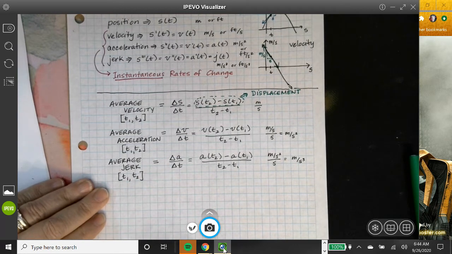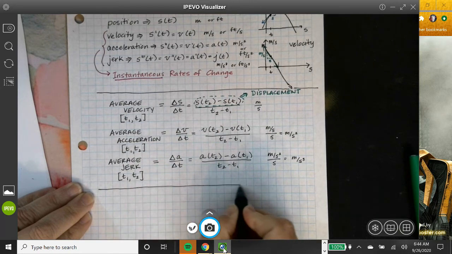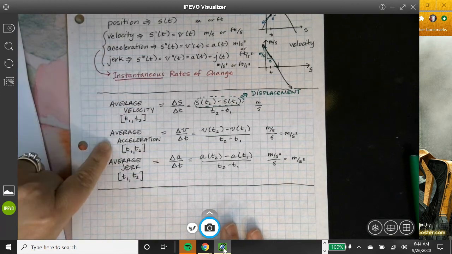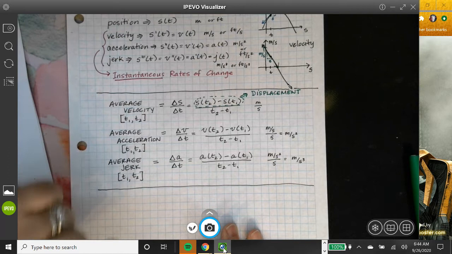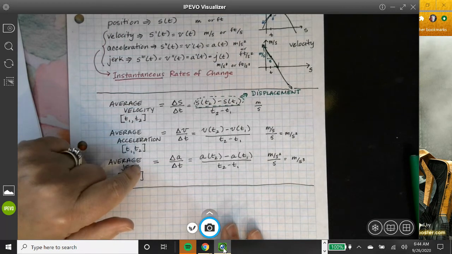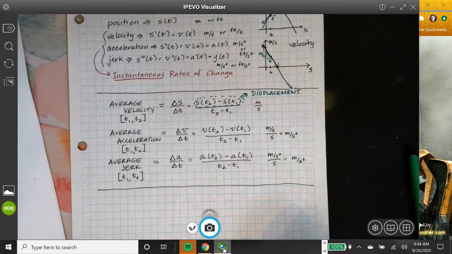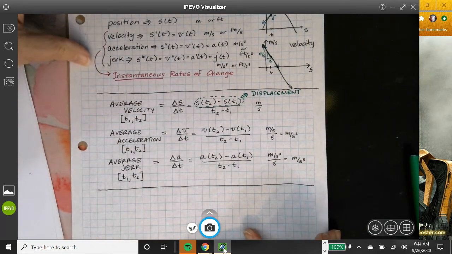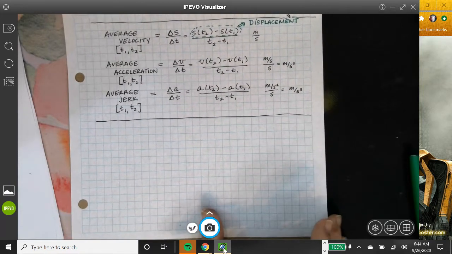Okay, so we have two different types of rates of change. We have the instantaneous rates of change that involve the derivatives and are evaluated at 1 point, and the averages, which are evaluated over an interval of time, which are the slopes of the secant lines to the position and velocity and acceleration. All right, now I wanted to tie a little bit of this together with the pre-cal that you might have learned last year, or hopefully you learned last year.